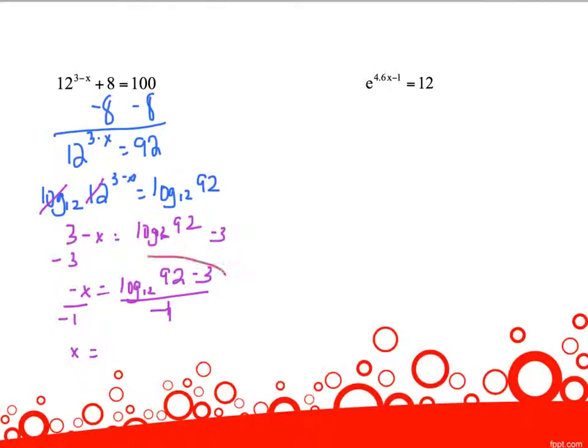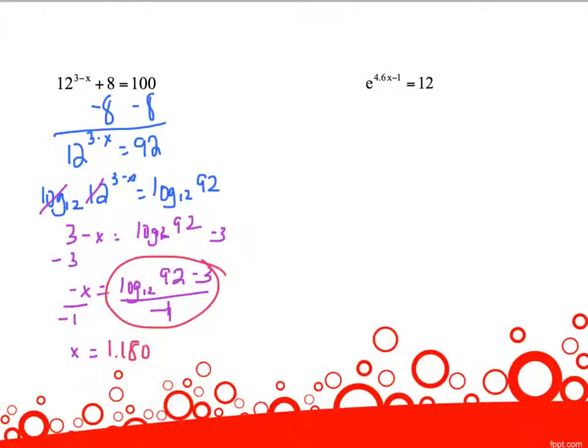If I am allowed to use my calculator, and again, you might want to get your calculator at this point and practice, make sure you can get this in. To get log base 12 of 92, we do log of the tall, so log of 92 divided by log of the small, which would be 12. Let's go ahead and push enter there if you're not sure about putting this into the calculator in one step. Subtract 3, push enter, and then divide that by negative 1. And you should get an answer of 1.180.